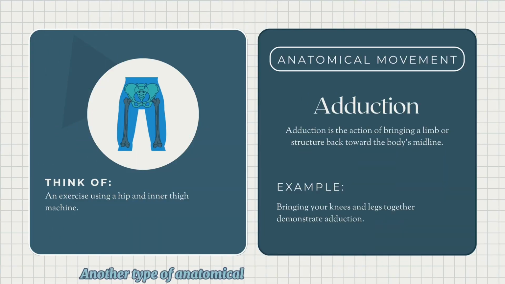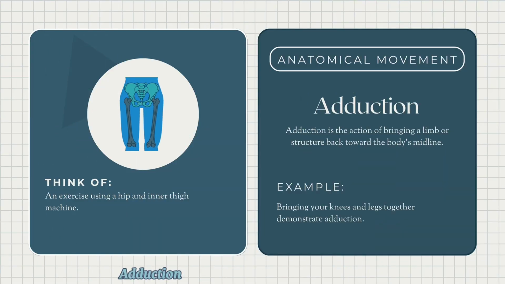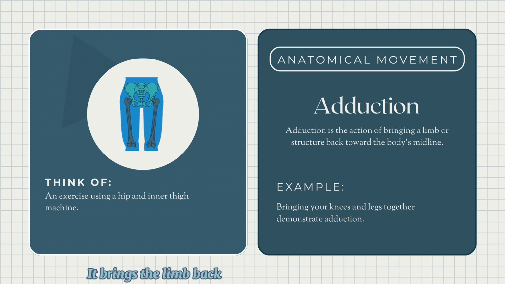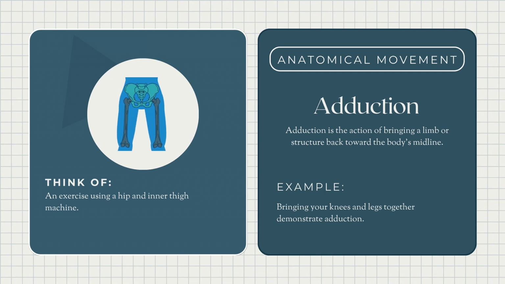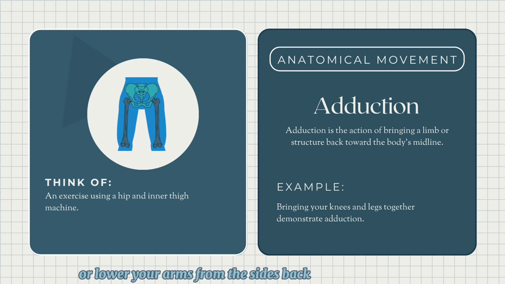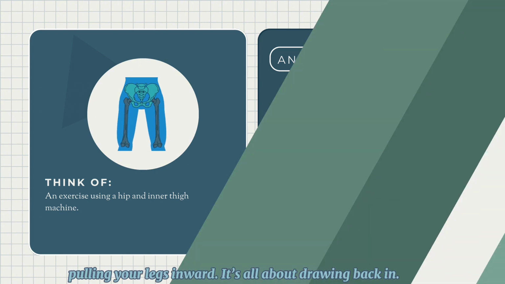Another type of anatomical movement is adduction. Adduction is the opposite of abduction. It brings the limb back toward the body's midline. For example, when you bring your legs together, or lower your arms from the sides back to your torso. Think of using a hip adduction machine, pulling your legs inward. It's all about drawing back in.